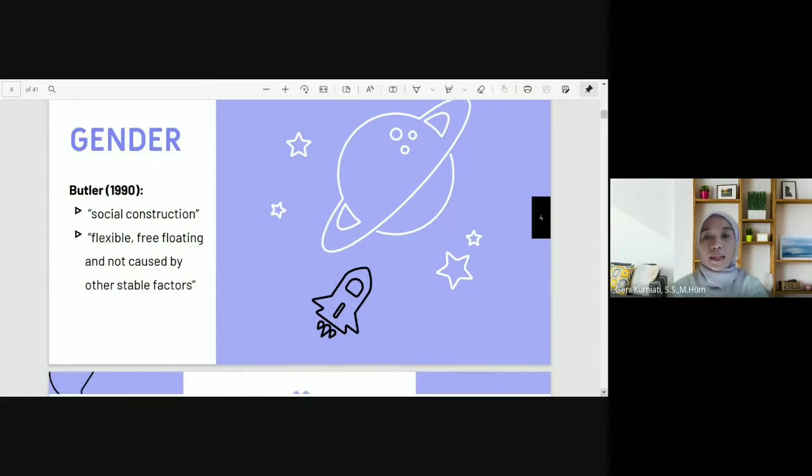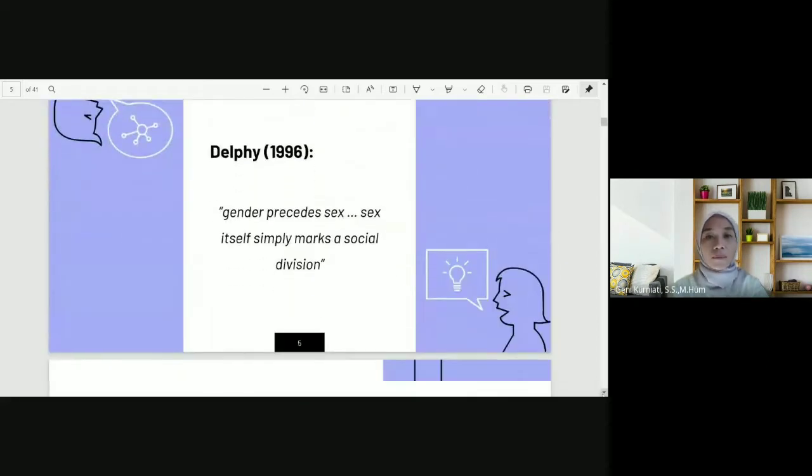Next, Delphy defines gender as preceding sex, and sex itself simply marks a social division. There's a baby boy and a baby girl, and it's a division because in our society, if it's a boy, it means something, and if it's a girl, it means something else. So it becomes a social division.